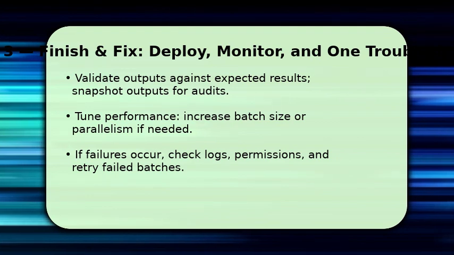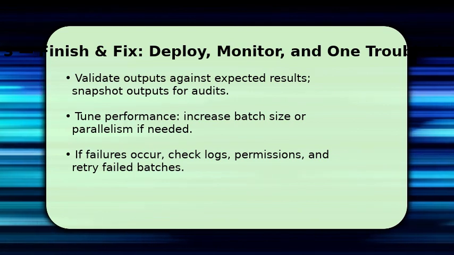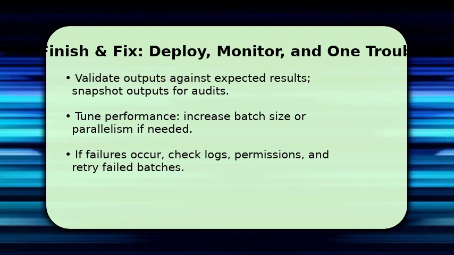If things go wrong, check detailed logs first, then verify permissions and API limits, and rerun only the failed batches. This targeted troubleshooting keeps recovery fast and minimizes reprocessing of successfully completed data.